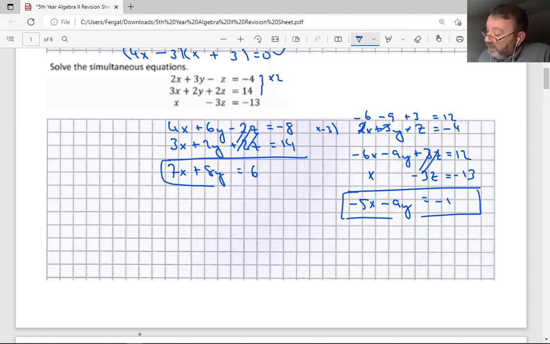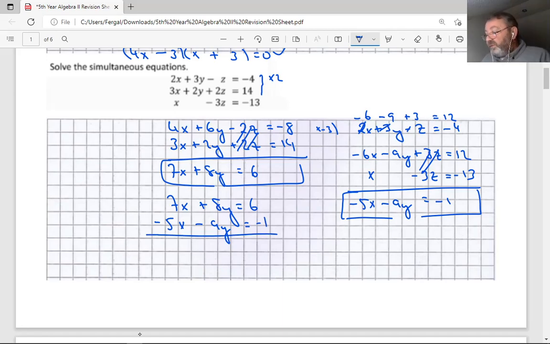So we're now going to take these two equations here, and we're going to set them down as a pair of simultaneous equations. 7x plus 8y is equal to 6, minus 5x minus 9y is equal to minus 1. Well, look, we don't really have much of a choice here, do we? The x's and the y's are quite difficult to cancel, but they're already opposed, both of them, so I'm just going to get rid of the x's.